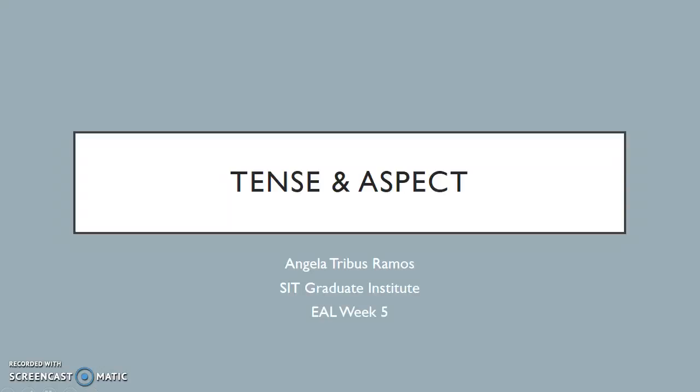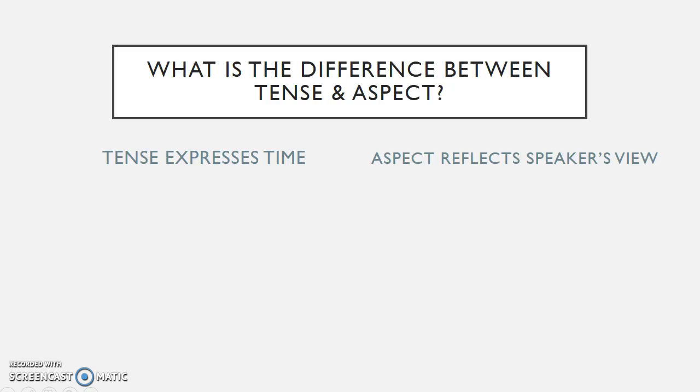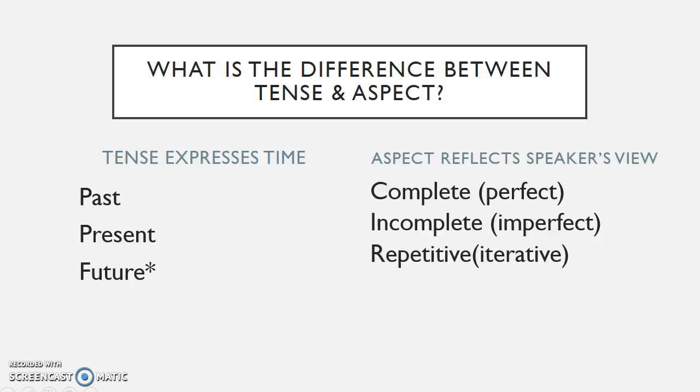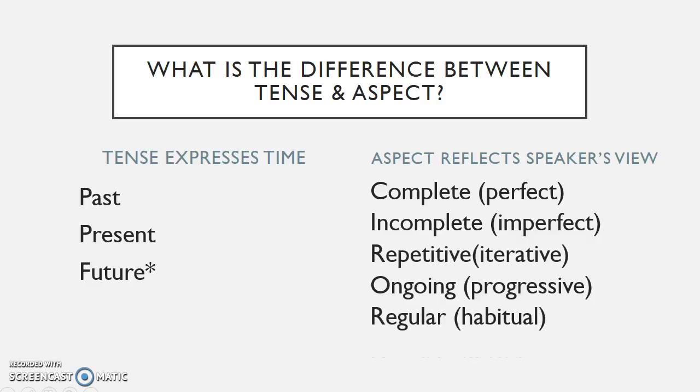This screencast is about tense and aspect. What is the difference between tense and aspect? Tense expresses time: past, present, and future, though the future is not technically considered a tense because we use modals in English rather than changing the verb. For most purposes, it is categorized with tense. Aspect reflects the speaker's view of the action: complete, incomplete, repetitive, ongoing, or regular.